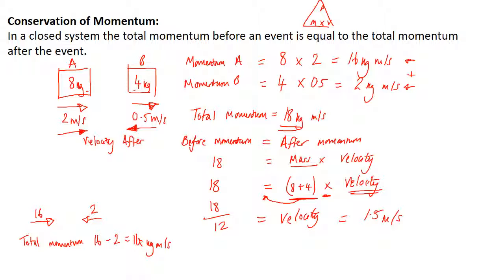So you just need to be aware that if your question shows you two trolleys or two cars moving in the same direction, you add the two momentums together to get the total momentum. But if something is hitting another thing, and it's a head-on collision and one is moving in the opposite direction to the other, you need to take away the smaller momentum value from the larger one.